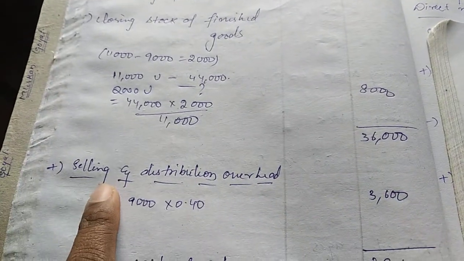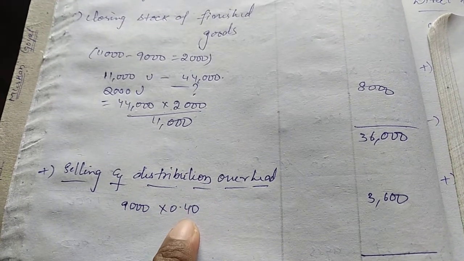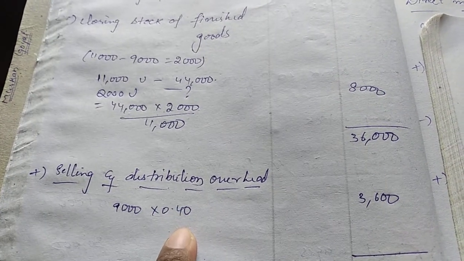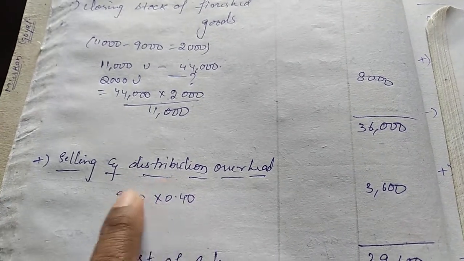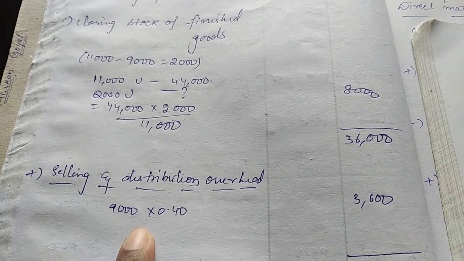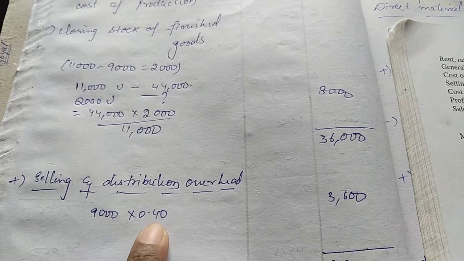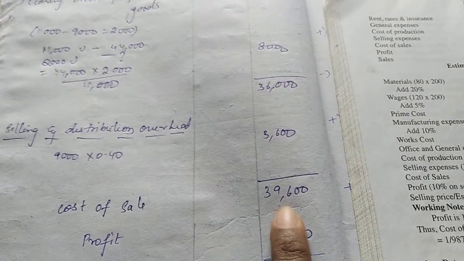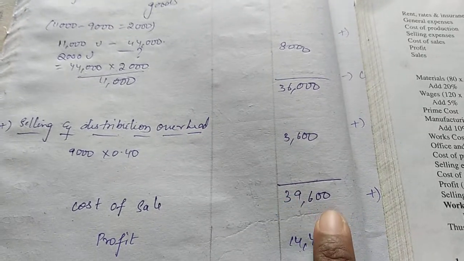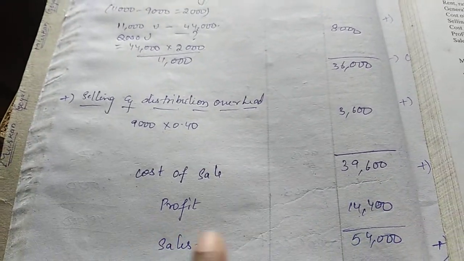Now selling and distribution. How much has he given? Per unit 40 paise. How many units have been sold? 9,000 units, so we have to take only 9,000 here. 9,000 into 0.40 is 3,600. Add it. So the total cost of sales we got is 39,600. Next, profit.